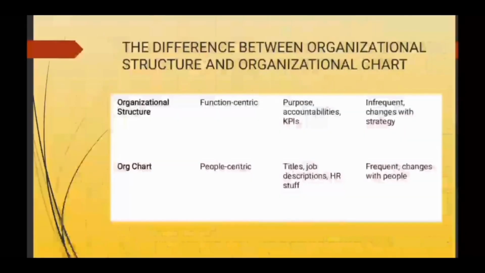To be more concise, the difference between organizational structure and organizational charts are: organizational structure is function-centric, while organizational chart is people-centric. Organizational structure involves purpose, accountabilities, and KPI, while organizational chart involves titles, job descriptions, and HR stuff. Also, organizational structure changes infrequently with strategy, while organizational chart changes frequently with people.